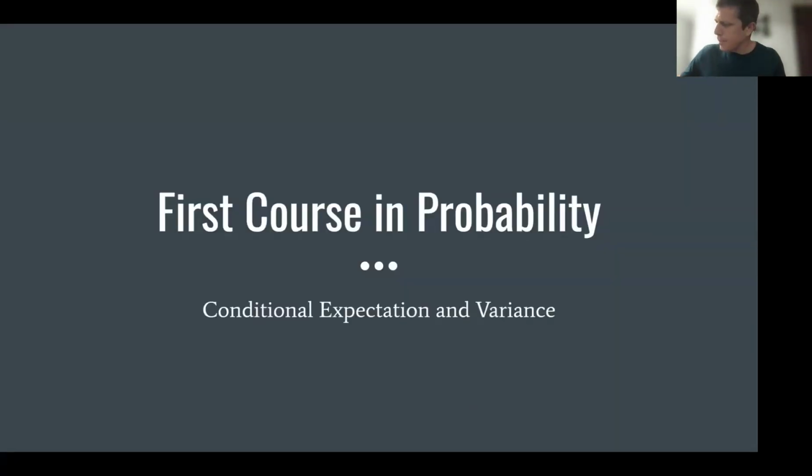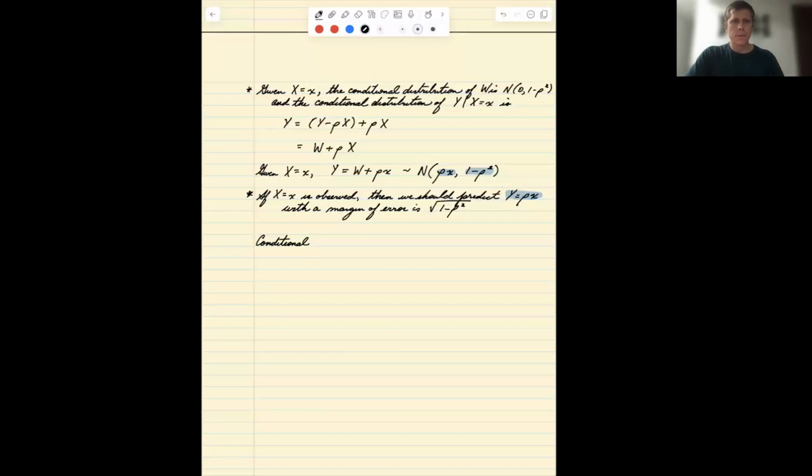Okay, so let's talk now, building off of the example we saw with the conditional distributions of bivariate normal, let's talk about conditional expectation and variance. So the idea is that the behavior of a random variable changes when something correlated to it, or something that depends on it, is observed. Once we observe that, we have more information and we might adjust our expectation accordingly.